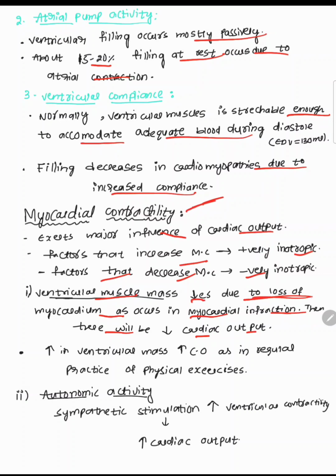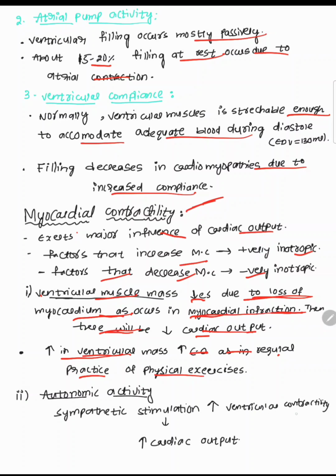If ventricular muscle mass increases, cardiac output increases, as in regular practice of physical exercise. The persons who perform physical exercise have great cardiac output. The reason behind this is the increased myocardial contractility. Whereas the person of great age will have decreased cardiac output due to the decrease in ventricular muscle mass, the physical exercise person will have greater muscle mass, so greater myocardial contractility and greater cardiac output. Next, autonomic activity.